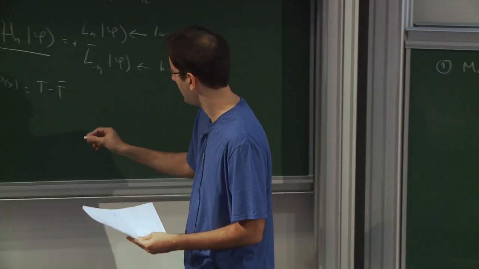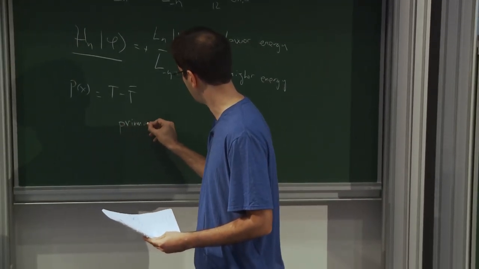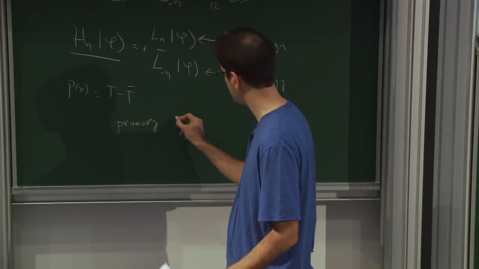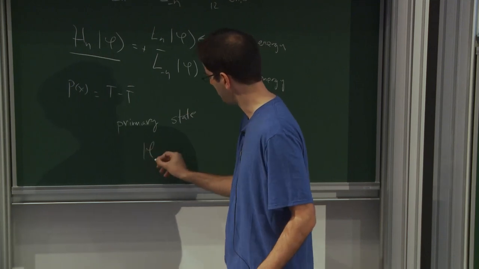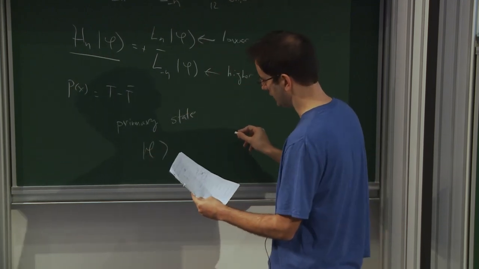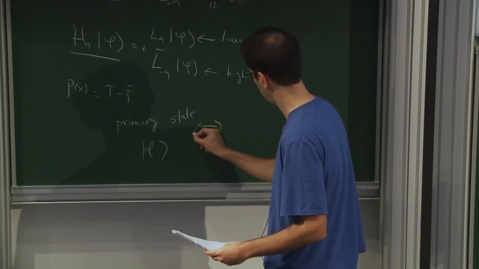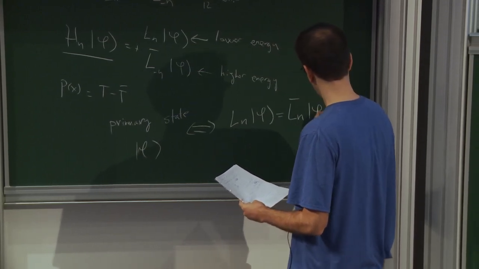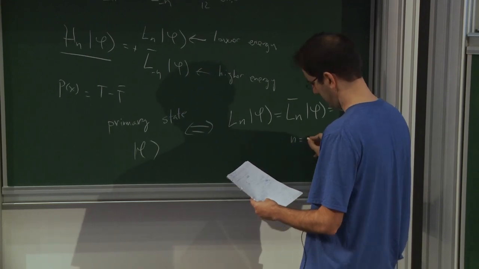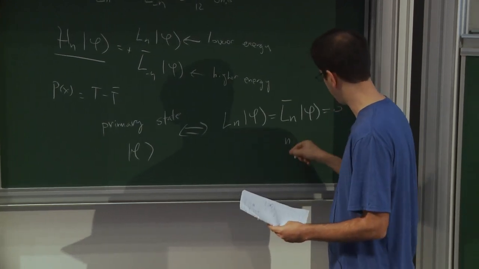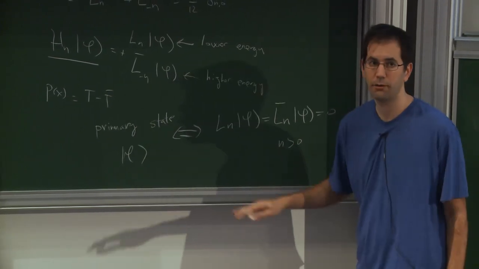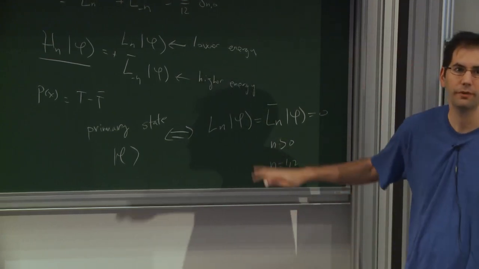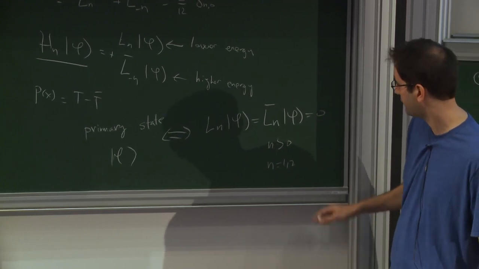So what do I want? I could state many things, but I'll try to move quickly through this. So what's a primary state? If we have a primary state, it turns out that it's a state that is annihilated by all the L_n and L-bar_n for all n larger than 0. So that would be a characterization from the CFT side. And you can see that actually you only need to check for n equal to 1 and 2. This is enough. The rest follows from the Virasoro algebra.